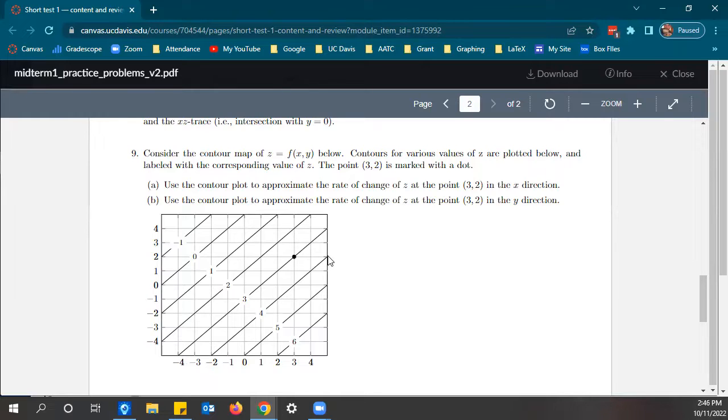So my change in z was 1. The bottom thing should always be increasing. If you're moving in the x direction, x should be increasing. Moving in the y direction, y should be increasing. So I looked for my change in z, which was +1, over my change in x, which was +2. So I'm always looking for the difference in z values and the difference in whatever the input value is from one level curve to the next level curve in the appropriate direction. That's what I'm looking for.